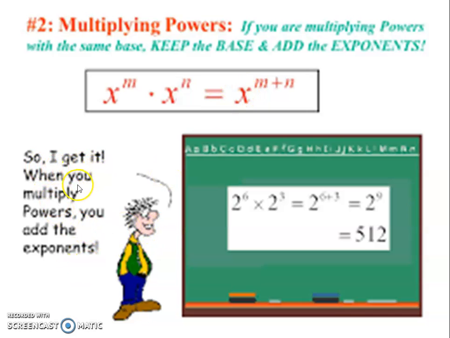So I get it, when you multiply powers, you add the exponents. The term in the form of an index is most probably used as an exponent. For example, 2 raised to 6 into 2 raised to 3. I apply x is 2, m is 6, n is 3. So 2 raised to 6 plus 3 is 2 raised to 9. We derive 2 raised to 9 using a calculator, that is 512.